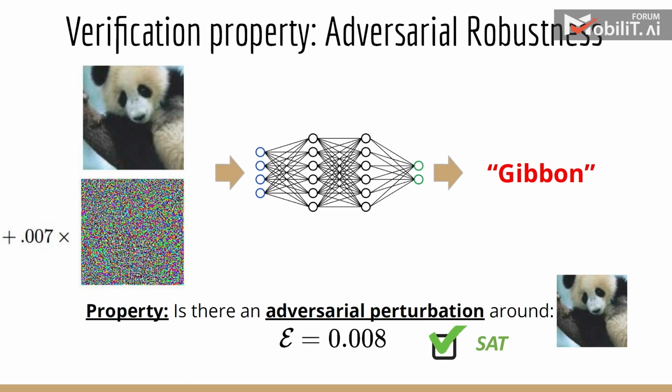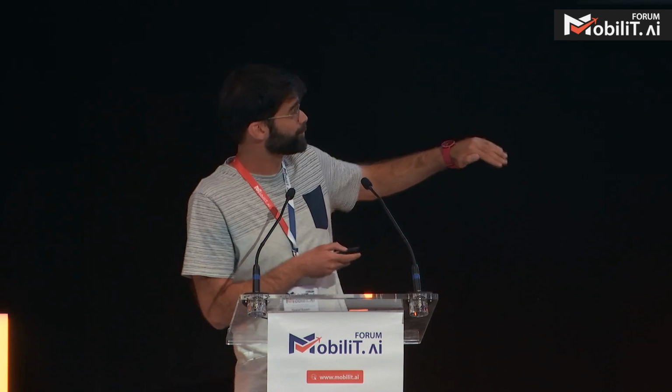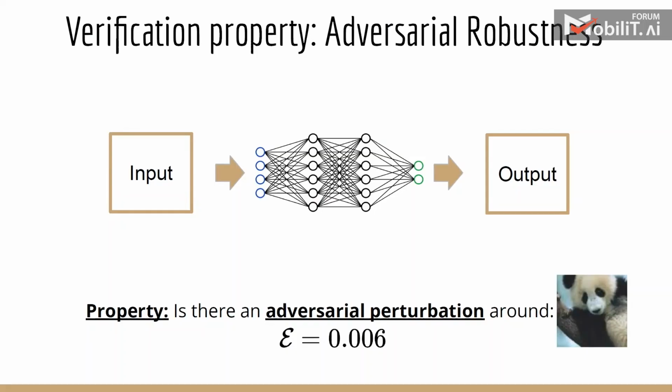specific environment of epsilon. But now we can decrease this epsilon by a bit, and now we're asking if there exists an adversarial perturbation in a smaller area of 0.006 instead of 0.008. And in this particular case, the result is UNSAT, meaning that we formally proved, in this case, with our verifier, that we are robust under this specific epsilon and this specific image. So this is how we can prove, for instance, the adversarial robustness in some local area for a given image and a model.